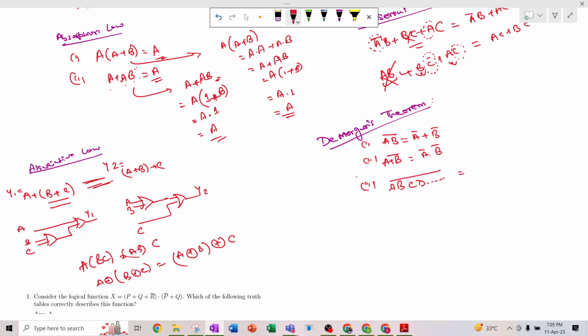Suppose the complement of the AND of all the inputs can be written as a bar plus b bar plus c bar plus d bar plus dot dot dot. Similarly, the complement of a plus b plus c plus d can be written as a bar dot b bar dot c bar dot d bar dot dot. So this is the basic thing of De Morgan's theorem.